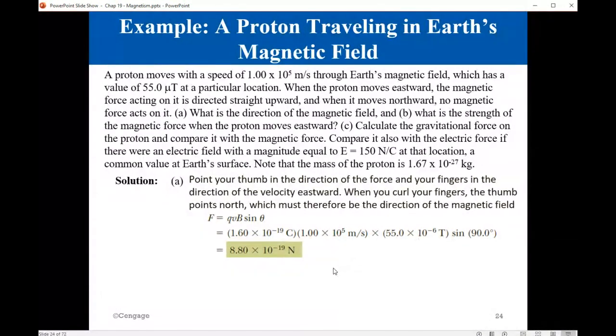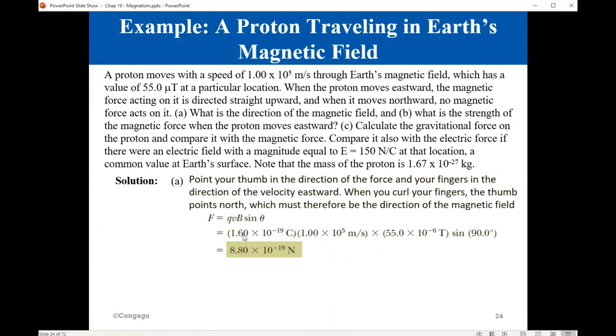So point your thumb in the direction of the force and your fingers in the direction of motion, which is eastward in this case. When you curl your fingers toward the magnetic field, the thumb points north, which must therefore be the direction of the magnetic field. The magnitude of the magnetic force can be calculated. F equals QVB sine theta.